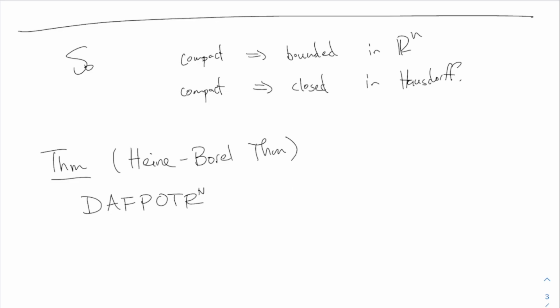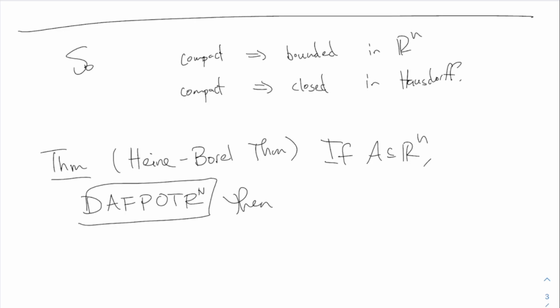That's what we're talking about, Heine-Borel theorem in Rn. It says, if A is a subset of Rn, then A is compact if and only if A is closed and bounded.